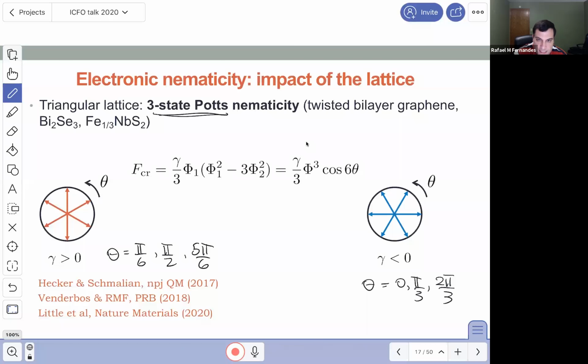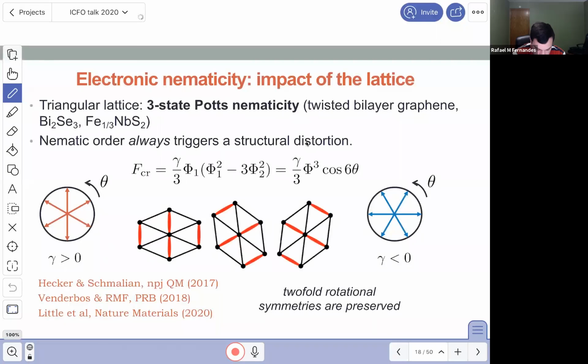So the universality class, or the nature of this order parameter, the nematic order parameter in the triangular lattice, is a three-state Potts universality class. Now, this is not as widely studied as the Ising model, but it's very well studied. We know that in two dimensions, the three-state Potts model has a second-order phase transition despite having a cubic term, and it's very well understood.